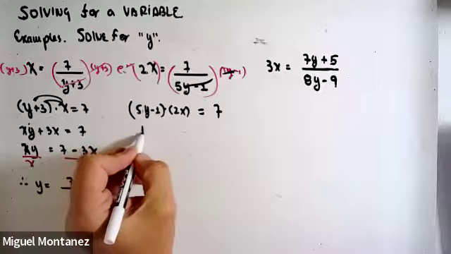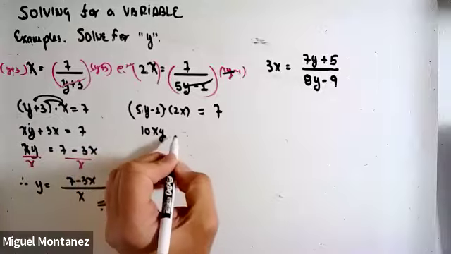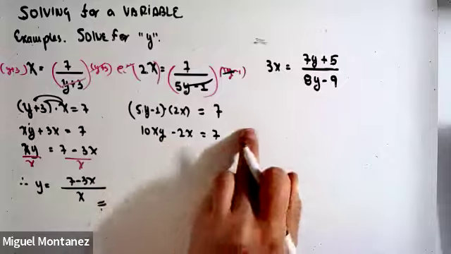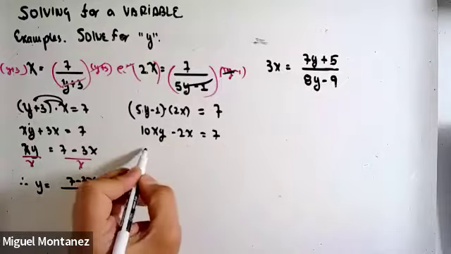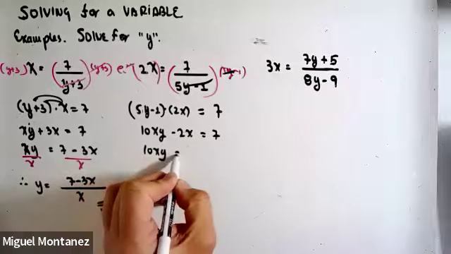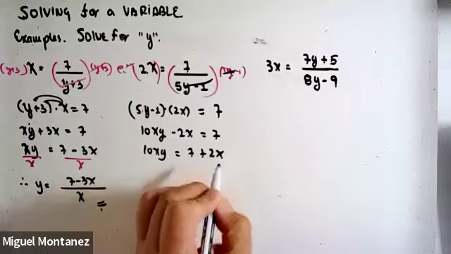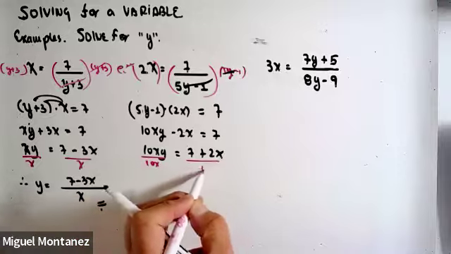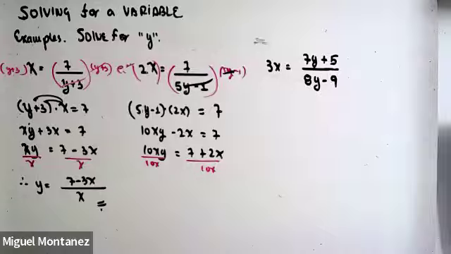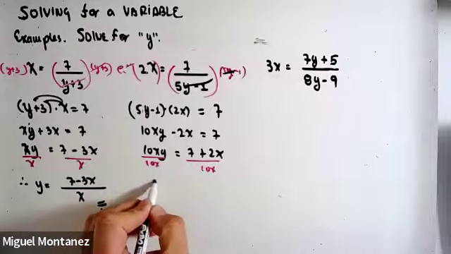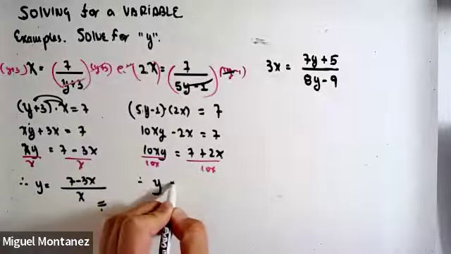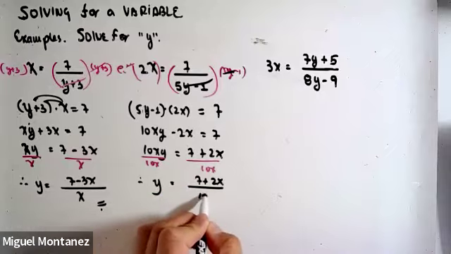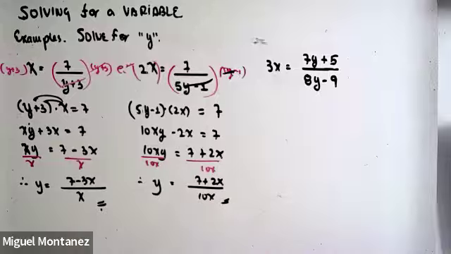So this time that would be 10xy minus 2x equals 7. We may add the 2x, then 10xy equals 7 plus 2x, and of course I can divide by 10x. Now we have y, therefore y equals 7 plus 2x over 10x, and we're done.